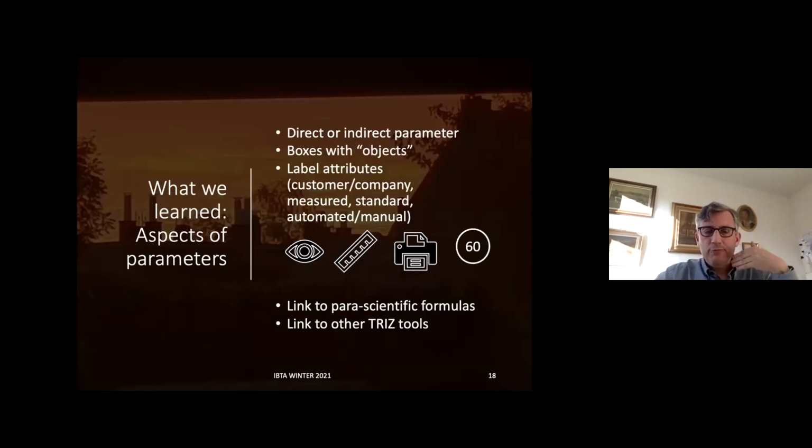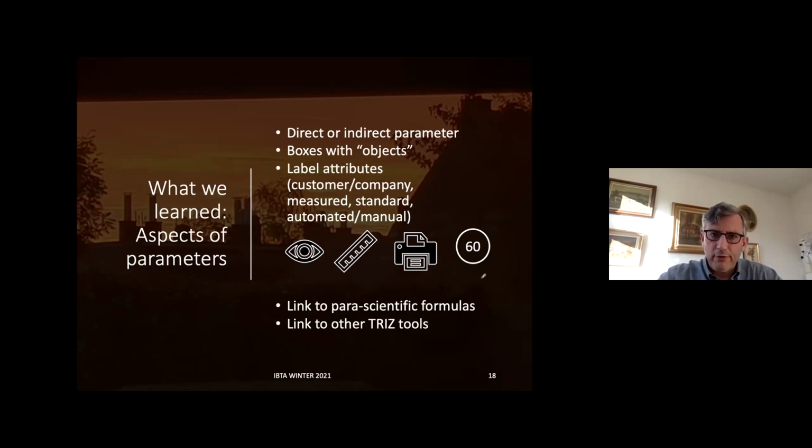So in fact, what we also changed was the idea of talking about a direct or an indirect parameter. We started to use boxes with objects, and we also started to label them. We started labeling, I don't have an example in this case, saying, okay, is this customer information, or is this point that we're talking about now, are you knowing this visually? Is this a manual thought? Or do you have a tool to measure this parameter or attribute? Or do you have a machine to measure it? And there's also something about standards. Do you have a standard, what it should be versus what you're doing?